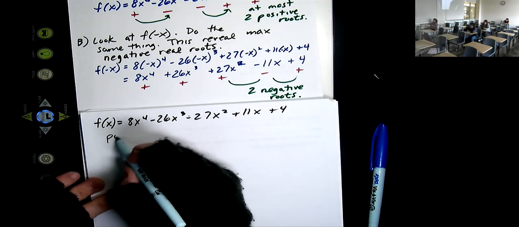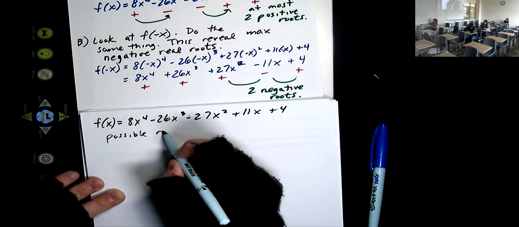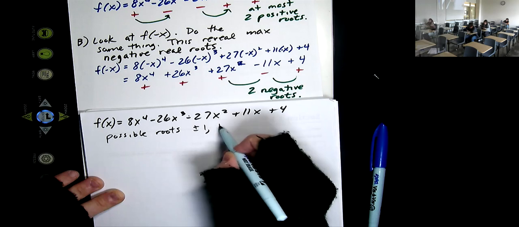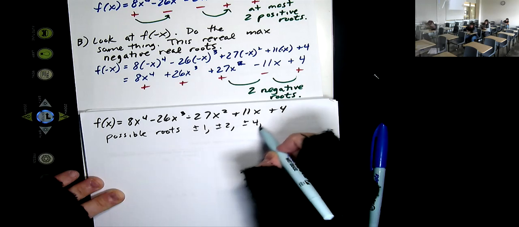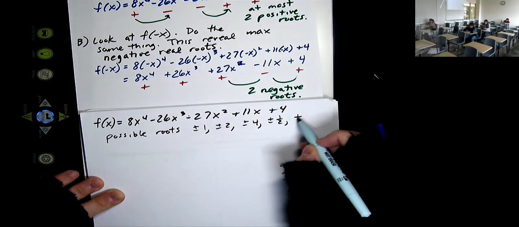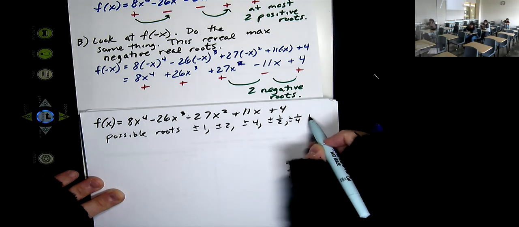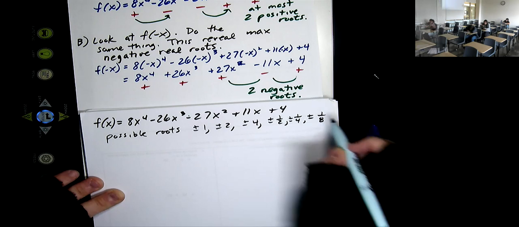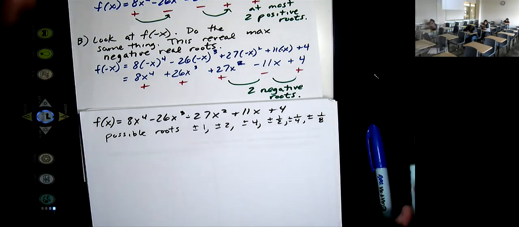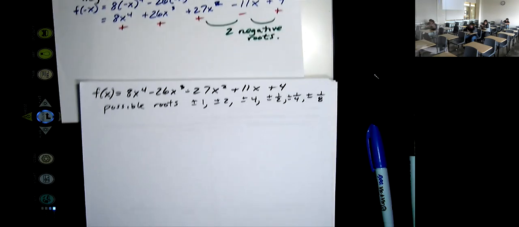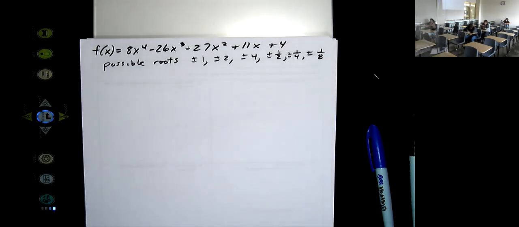And possible roots were plus or minus 1, plus or minus 2, plus or minus 4, plus or minus 1/2, plus or minus 1/4, and plus or minus 1/8. Now, I don't know about you, but I don't want to do this with fractions if I don't have to. So I'm going to check other ones first. I think the easiest ones to check are f of 1 and f of -1.